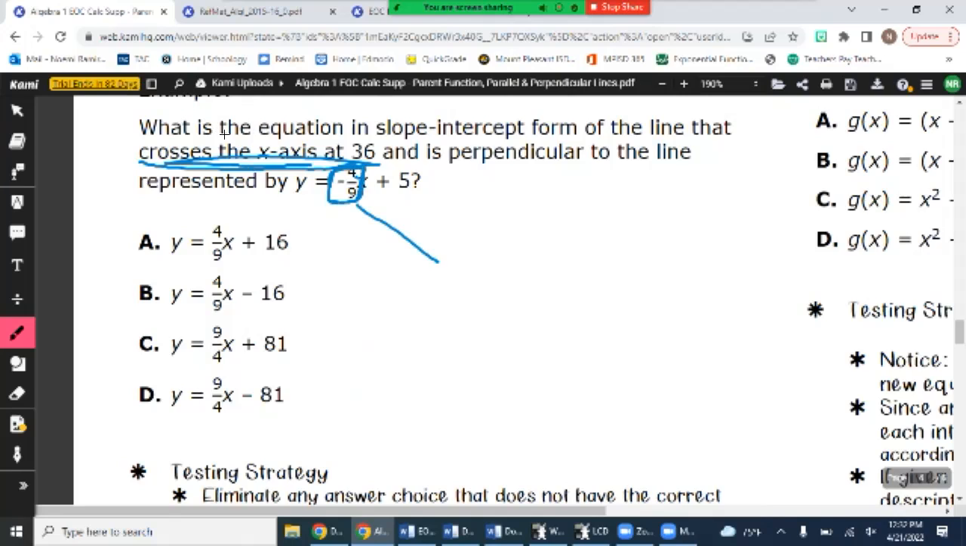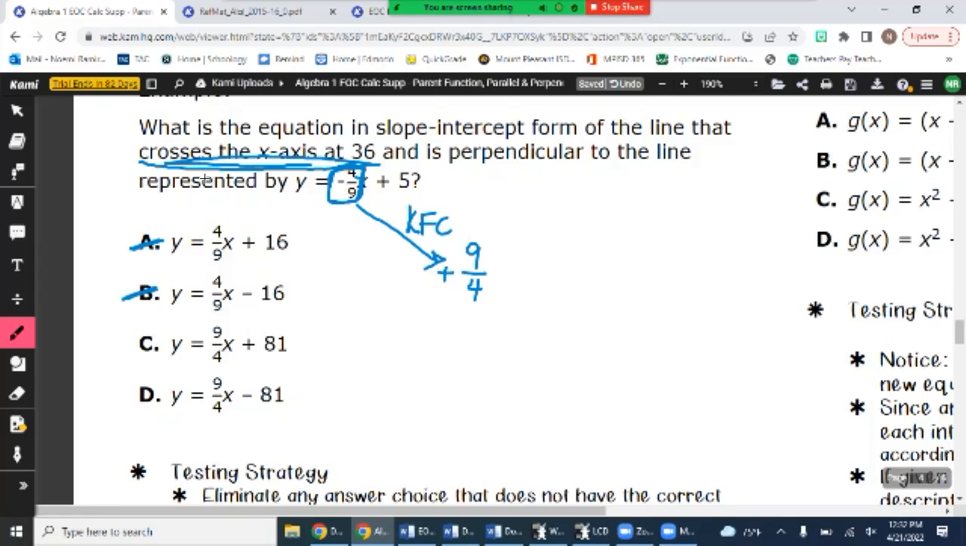That's the slope. So we're going to use KFC to change it. Keep flip. 4/9 is going to change to 9/4. Simply knowing that it flips, you can go ahead and eliminate A and B. But the C in KFC stands for change the sign. So it's going to go from a negative to a positive. Okay.